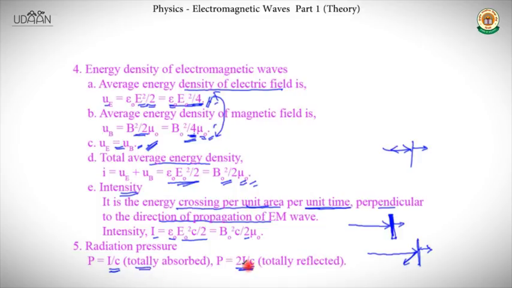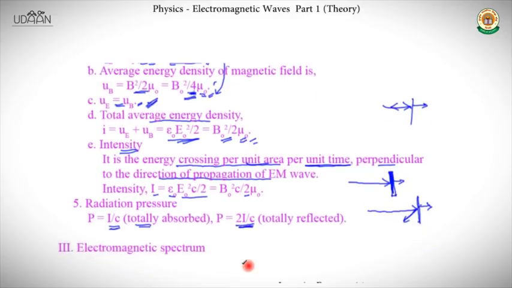So this is one relation that you should keep in mind, because there might be questions where some part of a wave is absorbed and some part is reflected, or it is either totally reflected or totally absorbed. So you should use the correct relation for that. Right. So you should remember both of these and know which to use when.